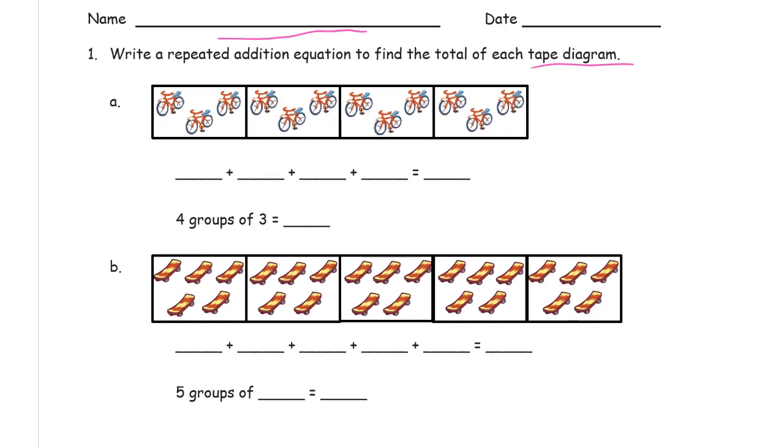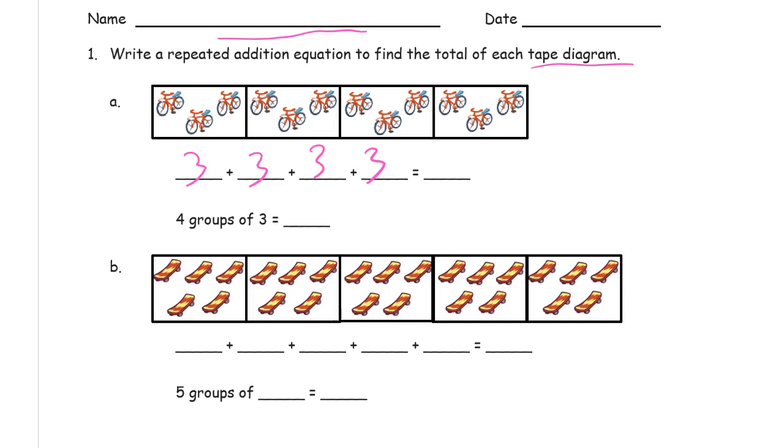They're back, and we use them a lot in third grade for multiplication and especially for division. They're very helpful. And this is one of the ways that we use them. So this is really good practice. We see three bicycles in each group. So there's one, two, three, and there's four groups of three.